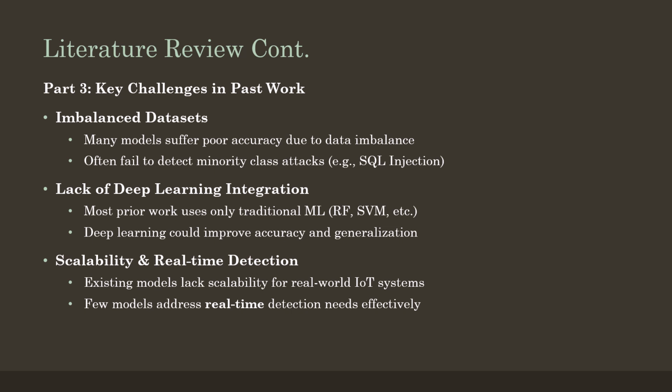So what are the challenges and issues in past work? First, we have the problem of imbalanced datasets. For example, in a dataset like CICIoT 2023, there are thousands of records for common attacks like DDoS, but only a few hundred records for rare attacks like SQL injection. This imbalance creates a big issue. The machine learning models become biased, and learn to detect only the frequent attacks and miss the rare but dangerous ones. Second, many models lack proper integration of deep learning techniques. Deep learning models like CNN and LSTM are very powerful, especially for recognizing complex patterns in network traffic.